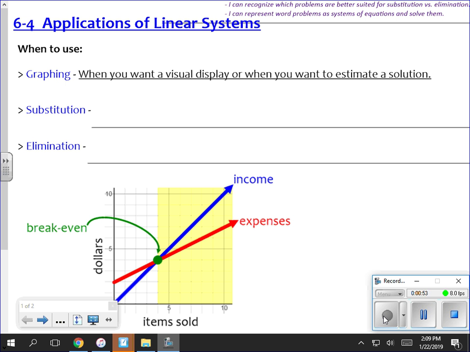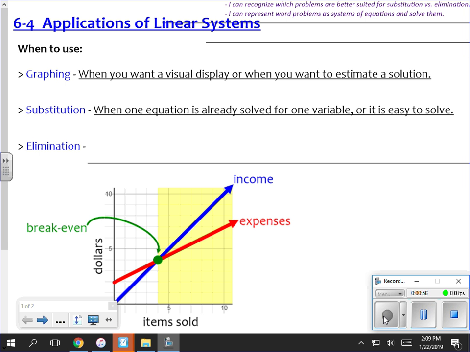When do we want to use substitution? When one or more equations is already solved. When one equation is already solved for one variable, or it's easy to solve for one variable. If I have equations like what I did for our substitution, when you had y equals 2x minus 1 or whatever it was, on the example we just did, that makes it easy to do substitution. You got x equals something, makes it easy to do substitution. When y equals something, it's easy to do substitution.